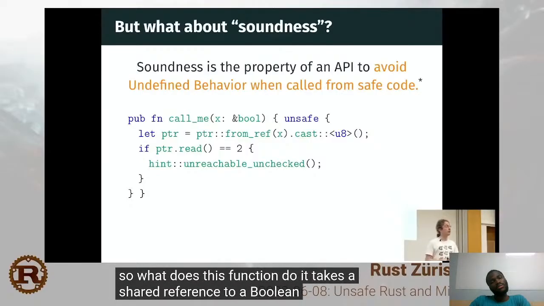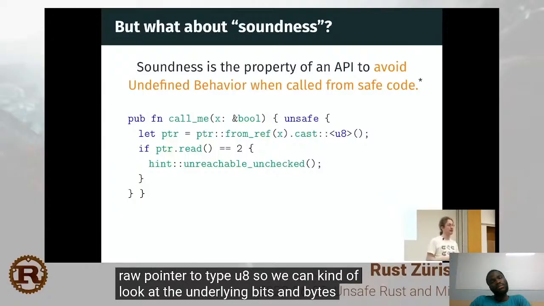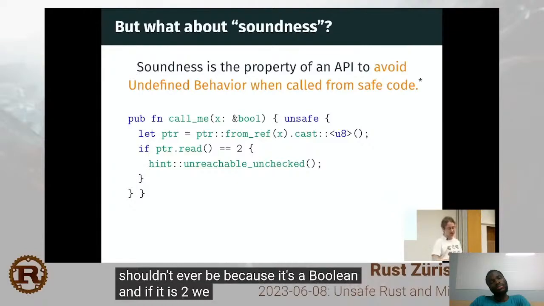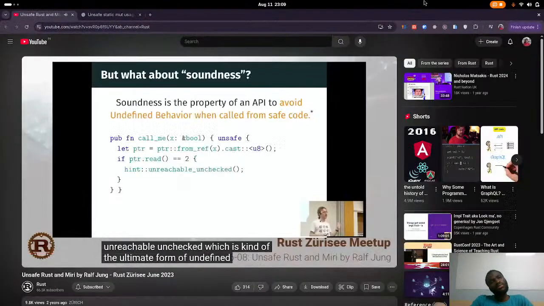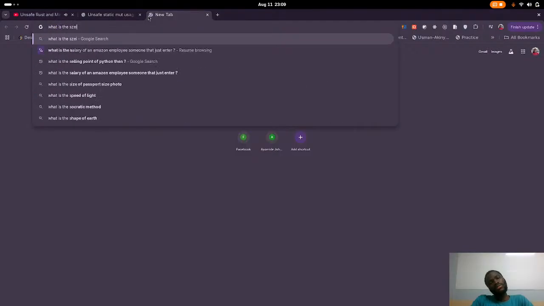It takes a shared reference to a boolean. It does some pointer casting to turn this into a raw pointer to type u8, so we can look at the underlying bits and bytes of the boolean. We do a load, we check if it's 2, which it shouldn't ever be because it's a boolean. And if it is 2, we call hint::unreachable_unchecked, which is the ultimate form of undefined behavior. If that code ever executes, we have immediate undefined behavior. Reaching this line is an immediate violation of your obligation as part of this compiler-programmer contract.